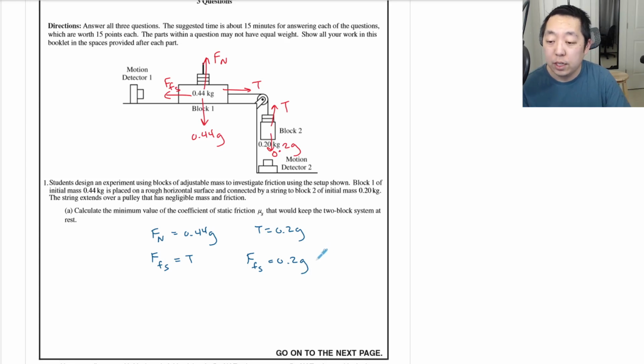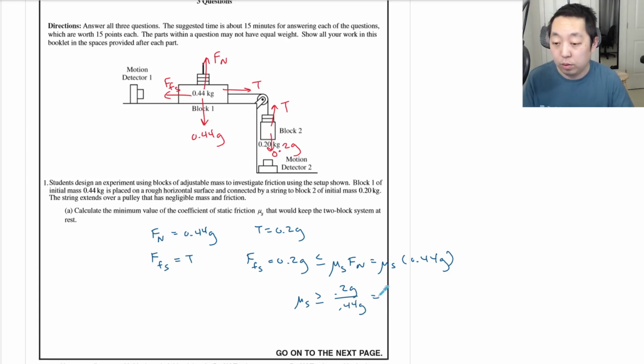Now, static friction has to be smaller than mu static times the normal force, and that's mu s times 0.44 G, right? So that means if you solve for mu s, it has to be greater than or equal to 0.2 G over 0.44 G, which is equal to just 0.2 divided by 0.44, 0.455, I guess, if you want to be rounding. So mu has to be bigger than this quantity, and so this is the minimum value.